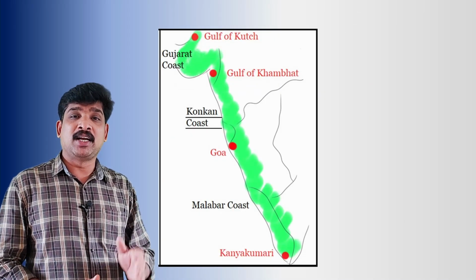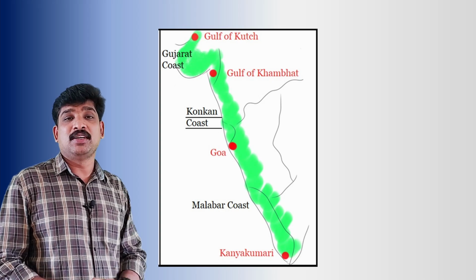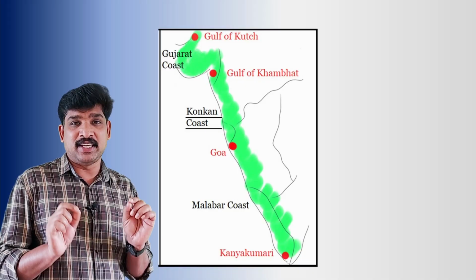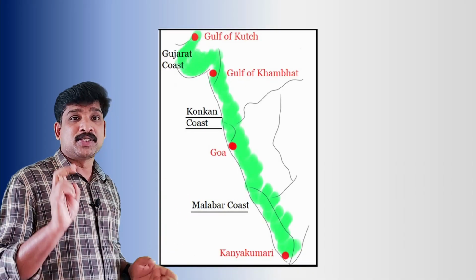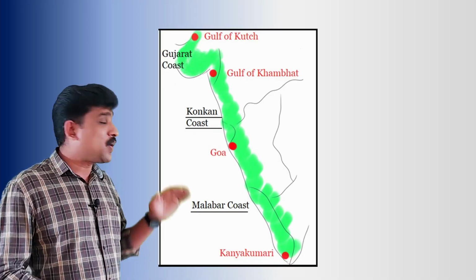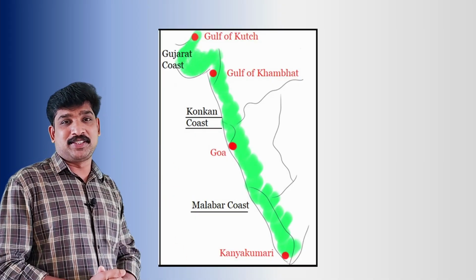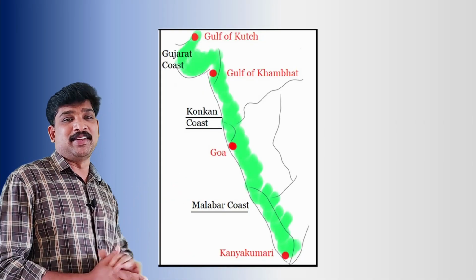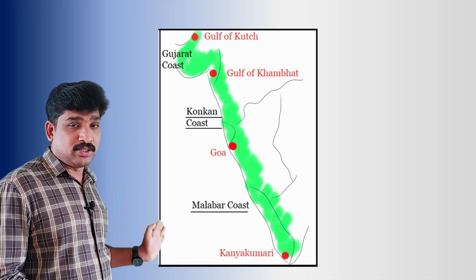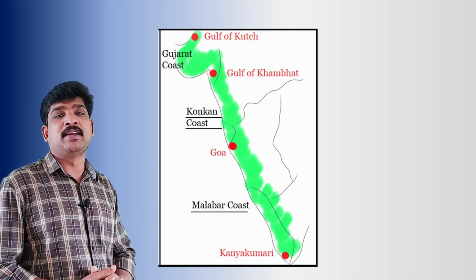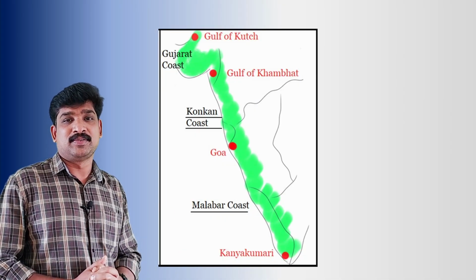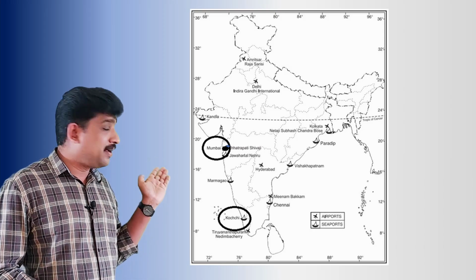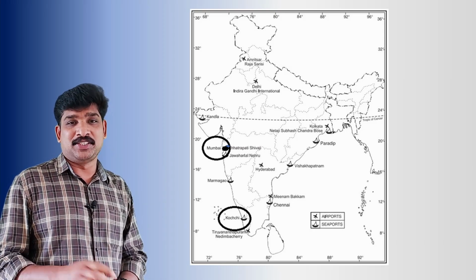The northern part from the Gulf of Kambat to Goa is called the Konkan coast. The southernmost part of the western coastal plains is called the Malabar coast. So you can say it is divided into two mainly, Konkan coast and Malabar coast. The Malabar coast extends from Goa to Kanyakumari in Tamil Nadu. And this entire region in the western coastal plain receives very heavy rainfall. The states of Maharashtra and Karnataka and the seaports such as Mumbai and Kochi are located along this coast.